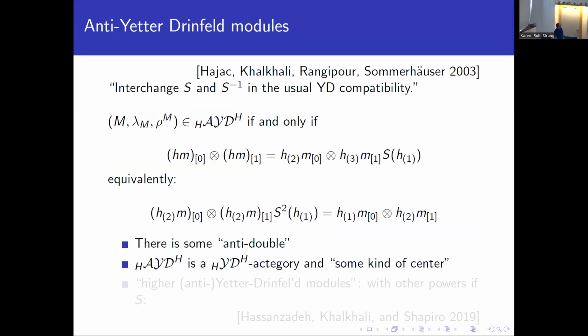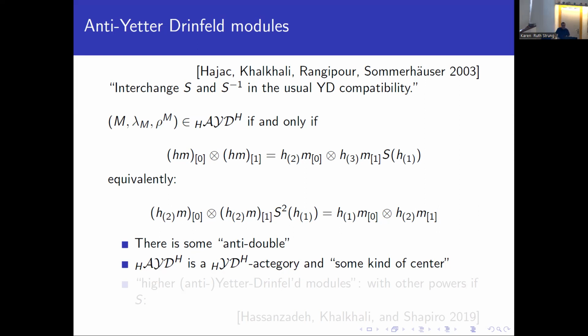And also the category of anti-Yetter-Drinfeld modules is not monoidal, but it is a category over the usual Yetter-Drinfeld modules, or maybe if you prefer the name, a module category. But we call it a category. And moreover, this category of anti-Yetter-Drinfeld modules is also equivalent to some kind of center. But of course, the center is not the center of a monoidal category anymore, but the center of a module category.